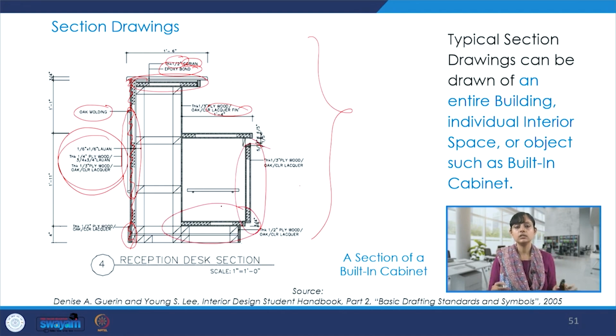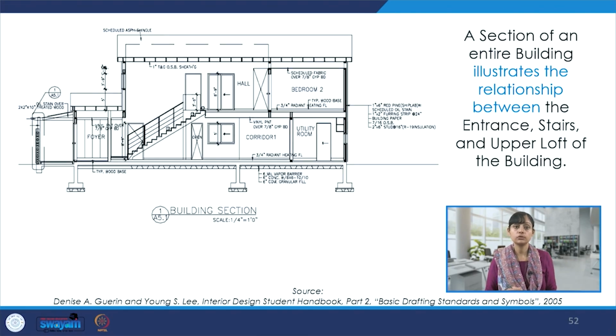So the material, the cross section, the thickness, the make, the different kinds of specifications within a material family. All of that we will get to understand through section drawings. So they are very, very crucial.